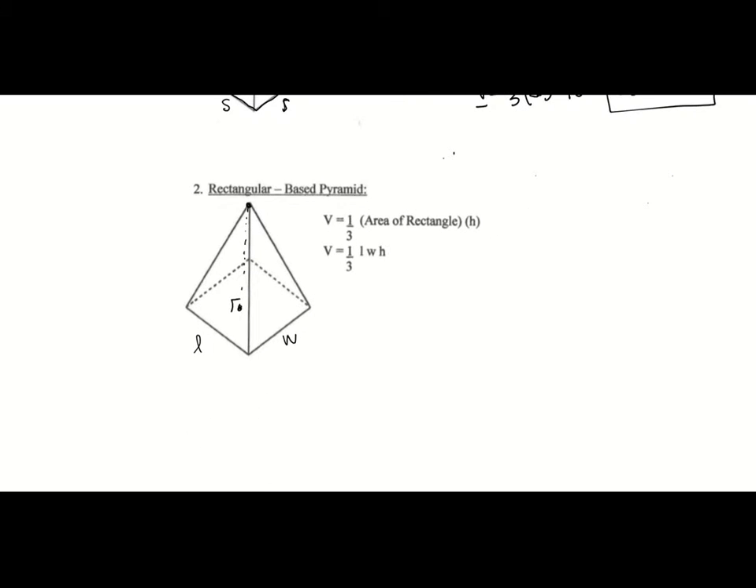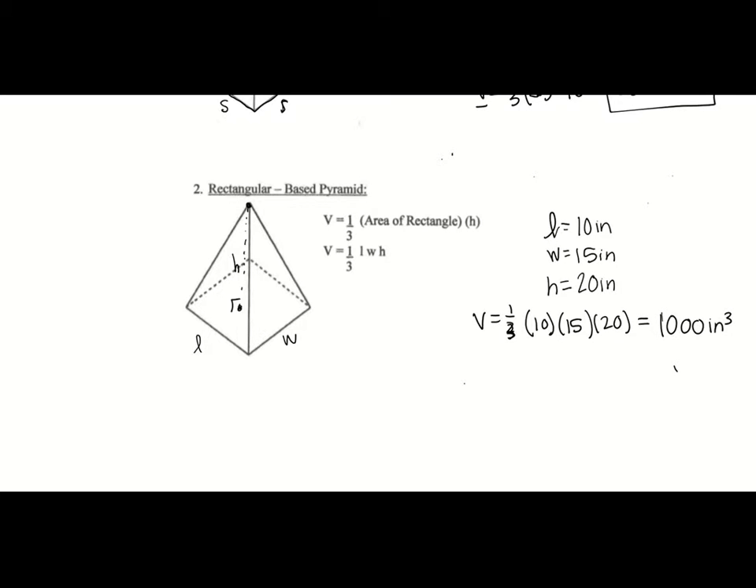For a rectangular base, if we said that our length was 10 inches, our width was 15 inches, and our height was 20 inches, we could plug these in. Our height is still right in the middle there. Volume equals 1/3 times 10 times 15 times 20. Plug that into your calculator and you get 1,000 inches cubed.